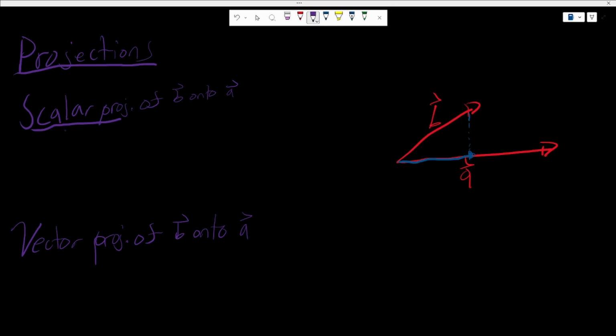So we'll have our scalar projection of B onto A, which we write down as comp B sub A. And that is equal to the dot product of A and B over the magnitude of A.